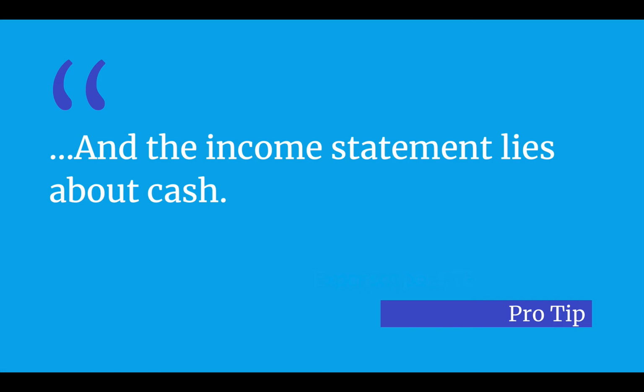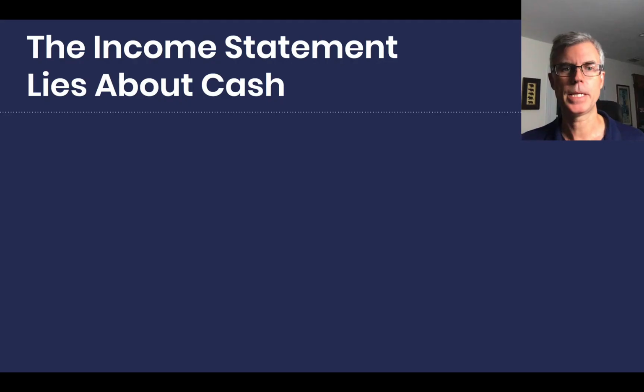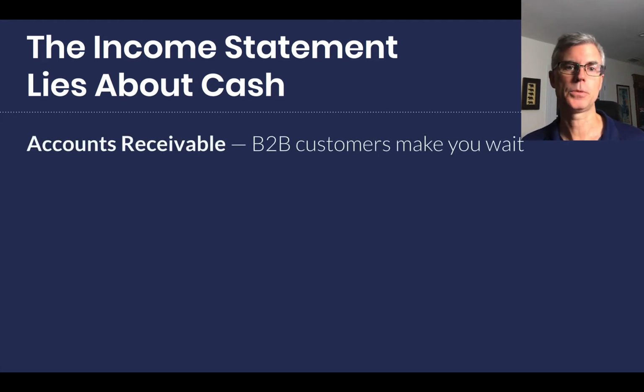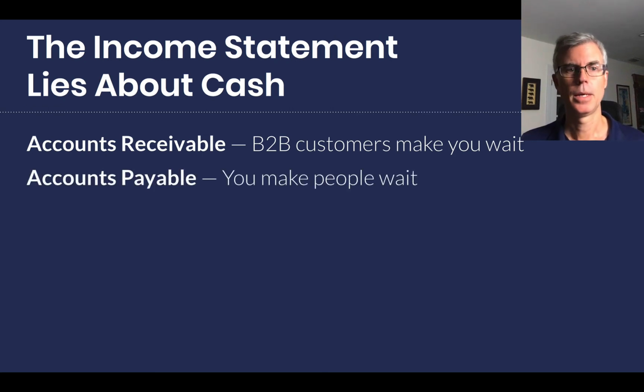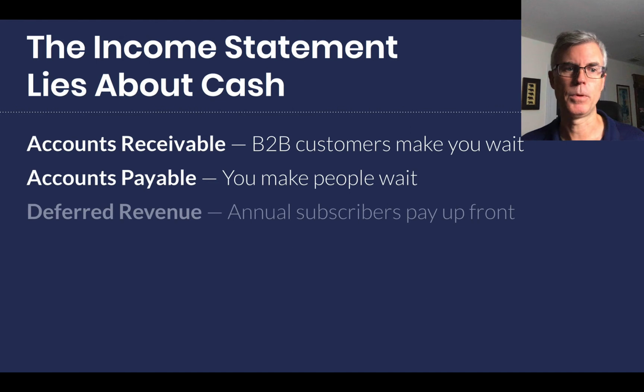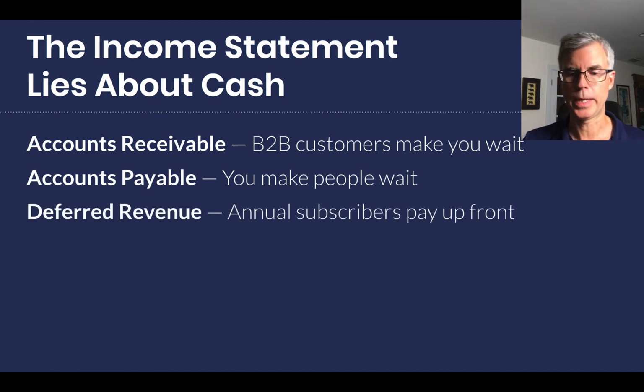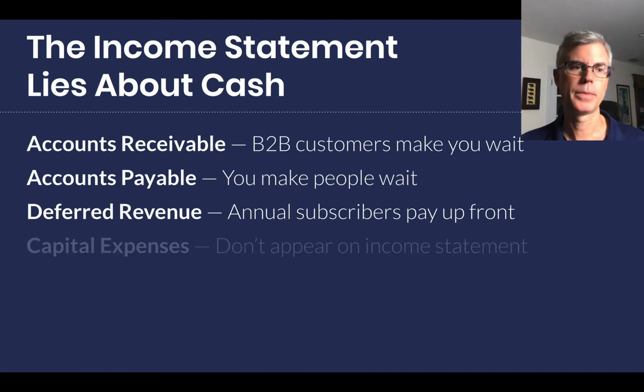And the income statement also lies about cash. So what do I mean about that? The income statement lies about cash because there's accounts receivable. So sometimes business-to-business customers make you wait 1, 2, 3 months to pay you after you invoice them. Accounts payable is the opposite: you make people wait to pay them. For subscriptions, there's something called deferred revenue, where annual subscribers pay you up front.